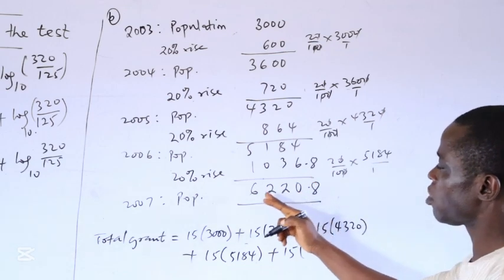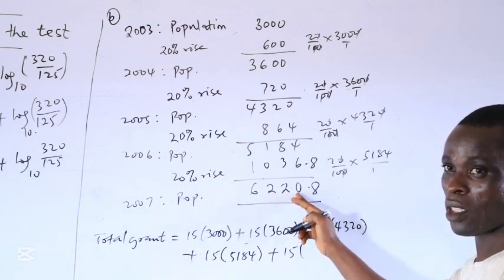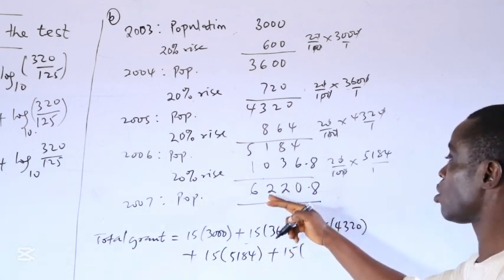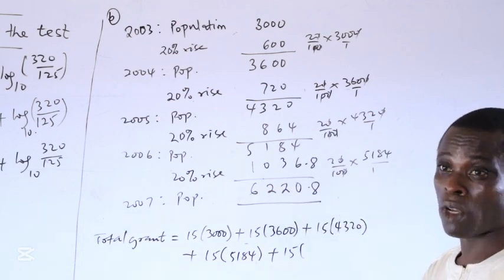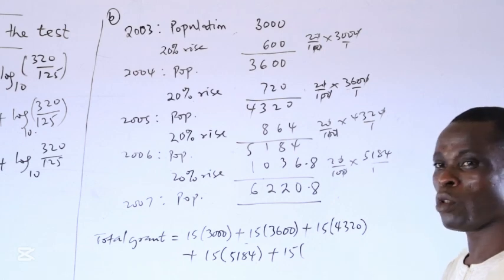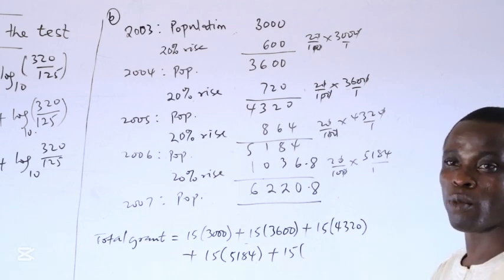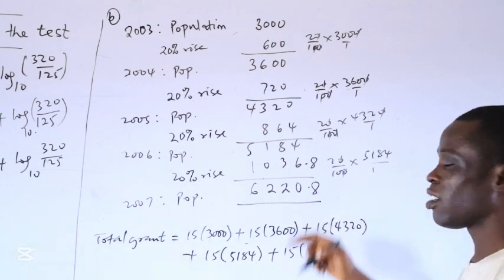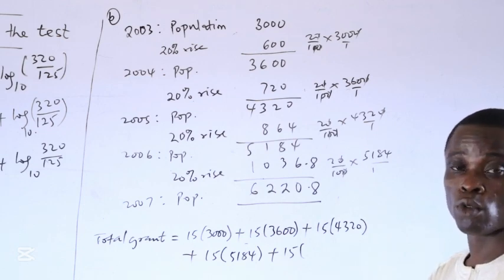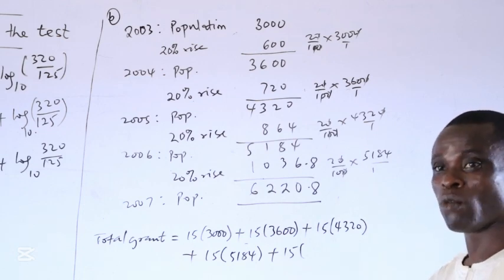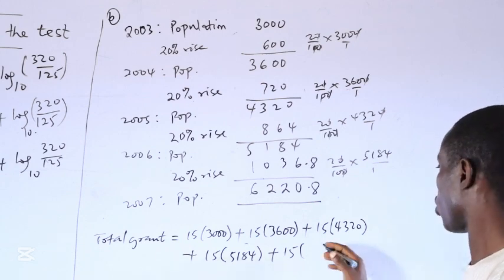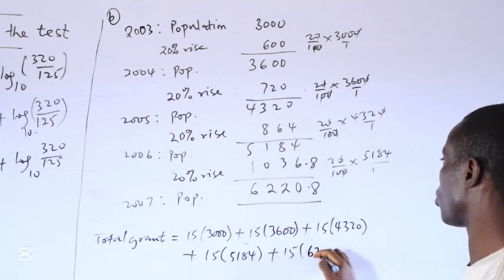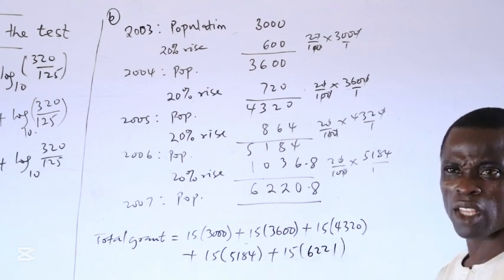Now, you are going to have two answers here. For somebody that used 6221, it will be different from somebody that used 6220.8. We reckon with the two answers. Although normally we're supposed to approximate, when you're talking of the population of human beings, it can never be 0.8. But for those that used 0.8, I mark it right. Even in the marking that is right. So let me now use 6221. I hope it is clear.